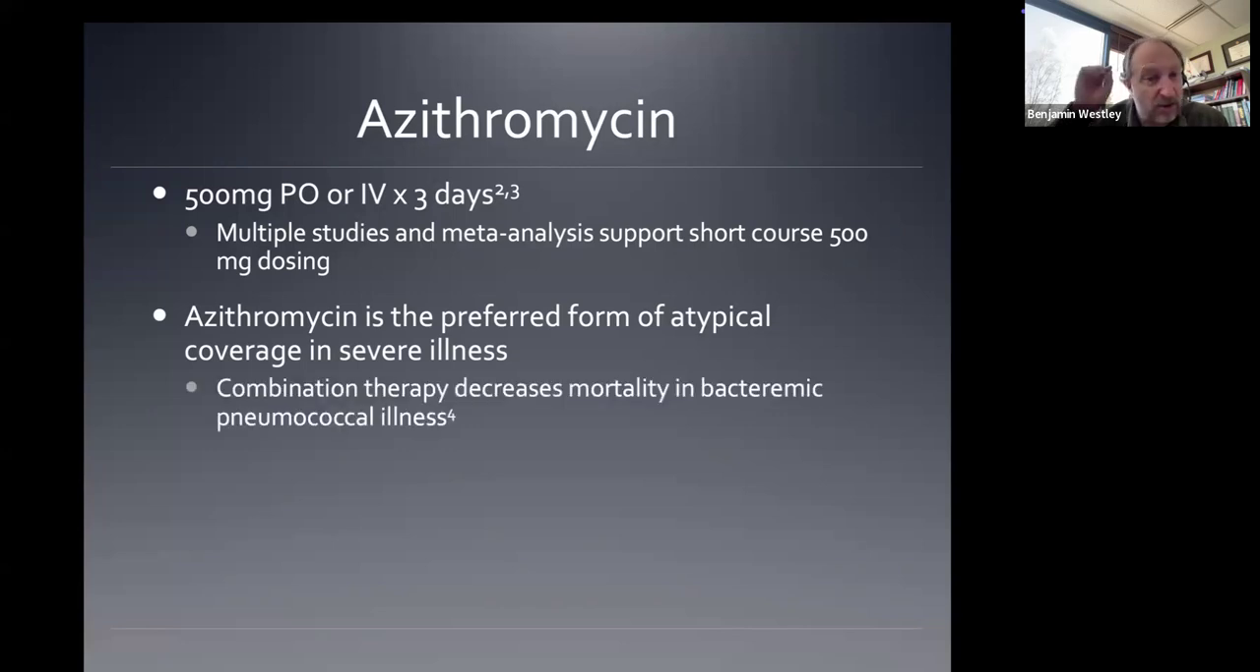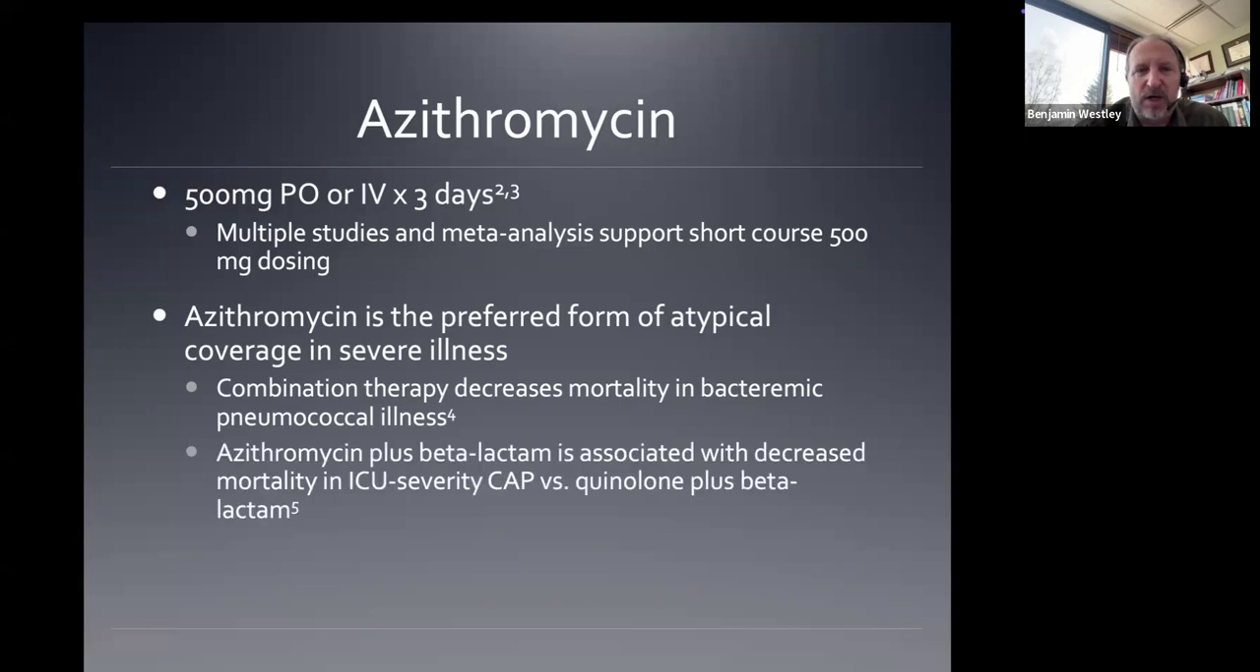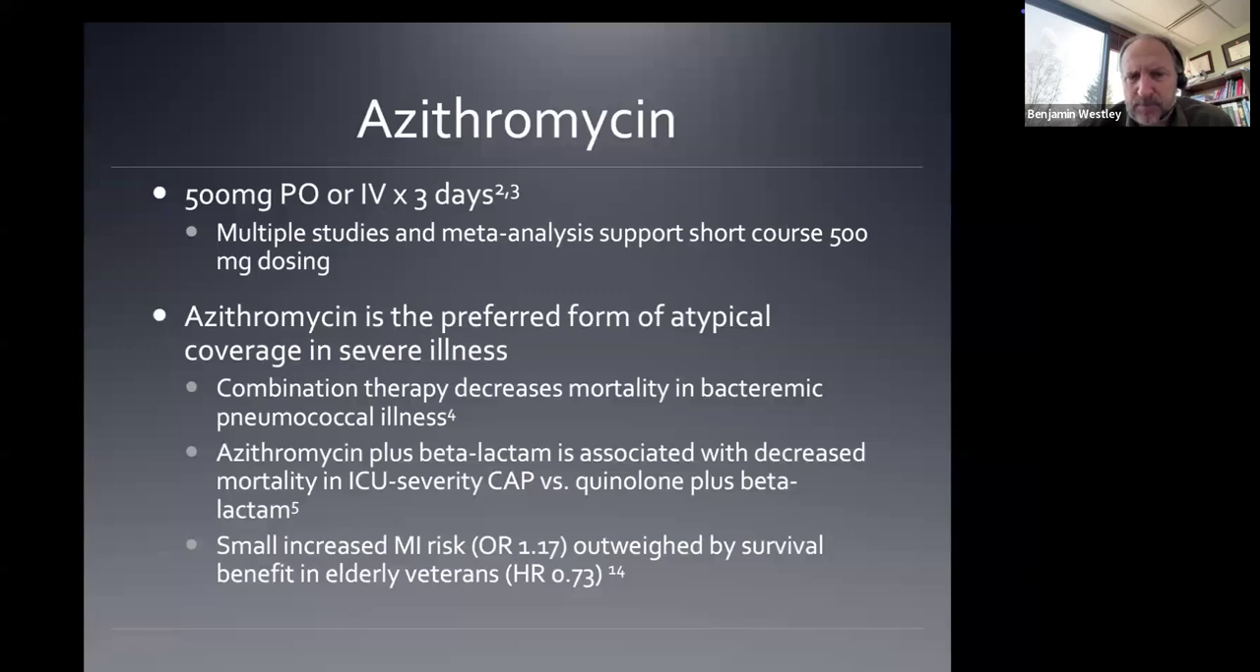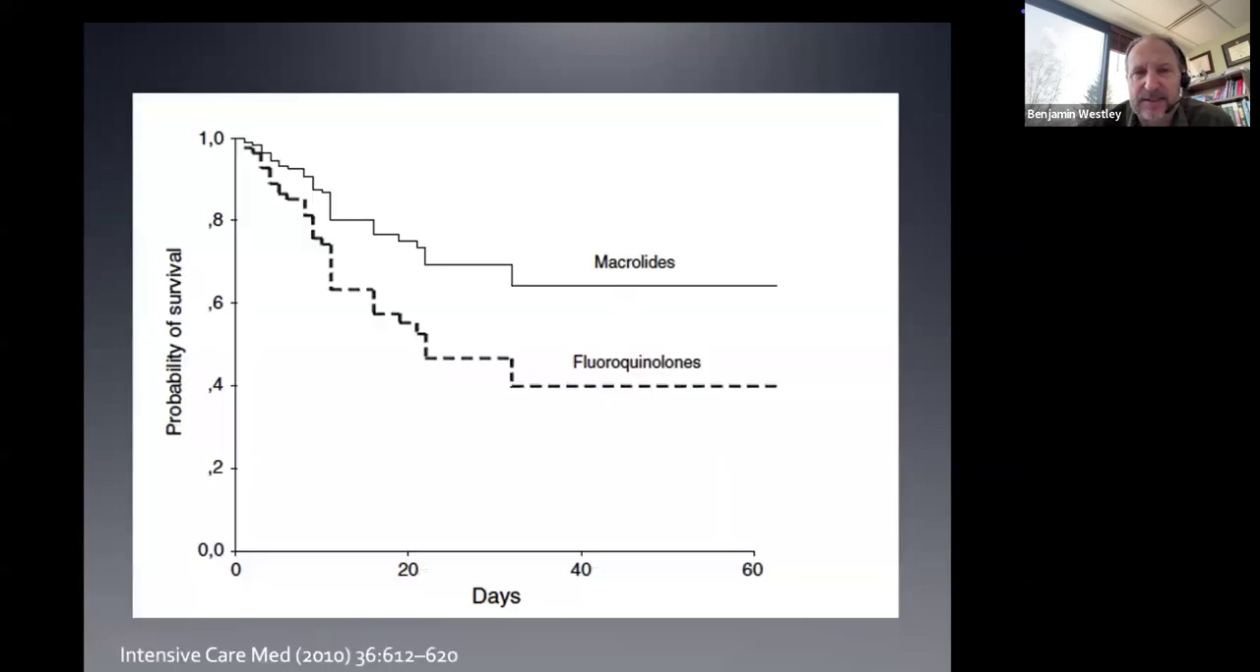It's the preferred atypical coverage. There's data that combination therapy may reduce mortality in pneumococcal bacteremia. And when you compare outcomes in the ICU with azithromycin and a beta-lactam versus a quinolone and a beta-lactam, the patients that got azithromycin and a beta-lactam did better. There's a tiny cardiac risk in a big VA study, very tiny risk, but the benefit of survival actually outweighed a tiny increased risk of cardiac events.